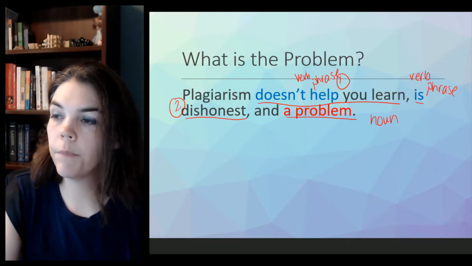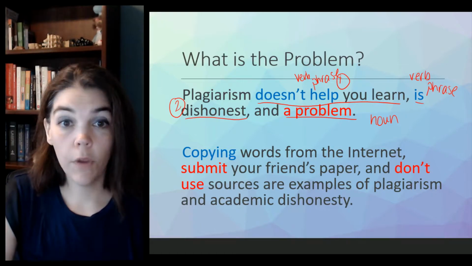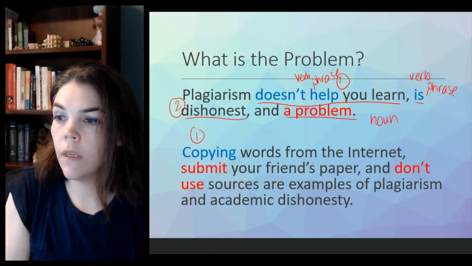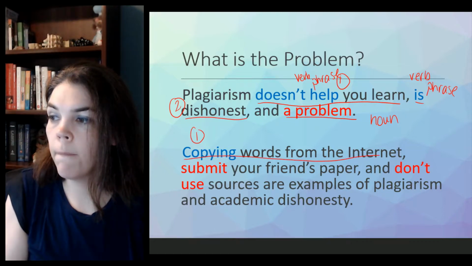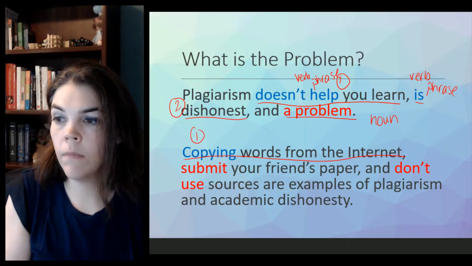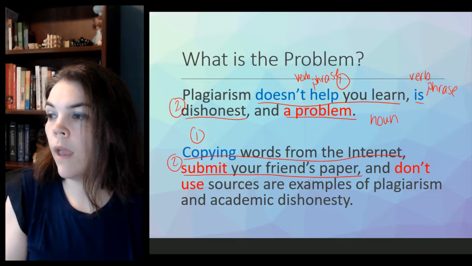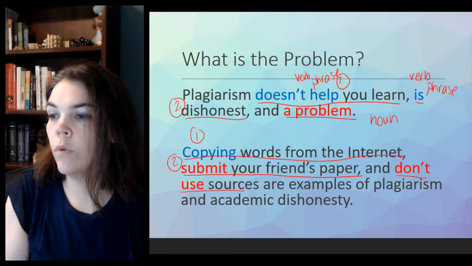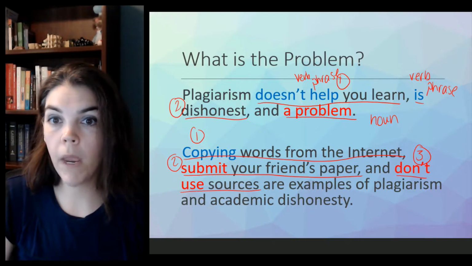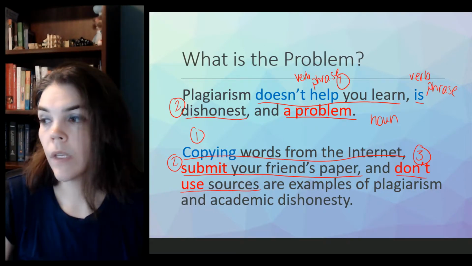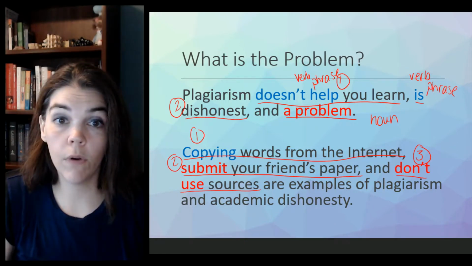Let's look at the other one. So I pointed out to you again, our first item is copying words from the internet. Okay. Our second item, submit your friend's paper. And finally, don't use sources. So again, these are not parallel. Look at the forms that we have. We have a gerund, we have a verb, and we have another base verb.